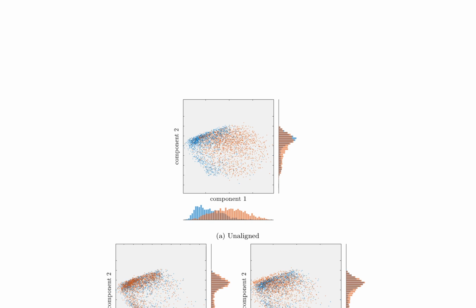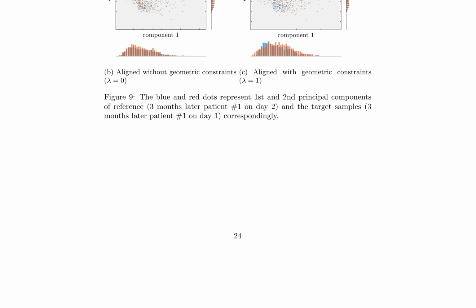However, applying geometric constraints during alignment produces the most structured pattern, as seen in Figure 9c, where blue and red dots converge. Geometric constraints introduce spatial relationships between data points, enabling more effective alignment of principal components. This is achieved by optimizing an objective function that includes a term for geometric constraints, represented by lambda equals 1 in Figure 9c. The optimization process minimizes differences between principal components while respecting spatial relationships, providing a more accurate representation of the underlying data structure.